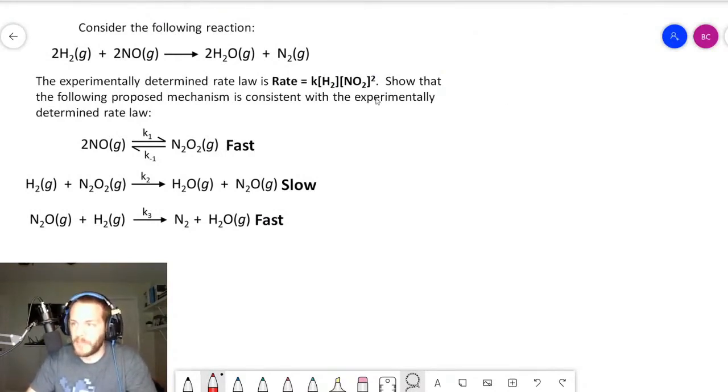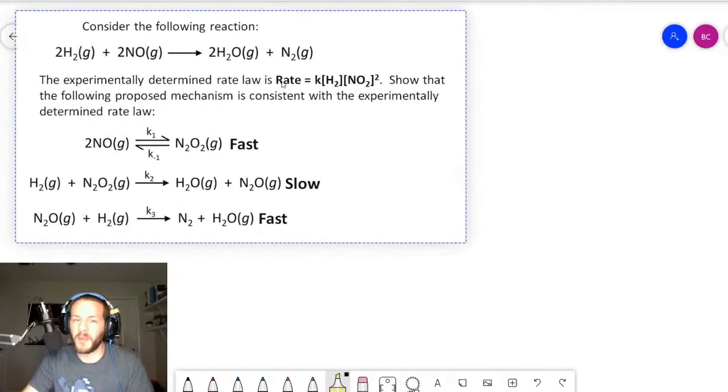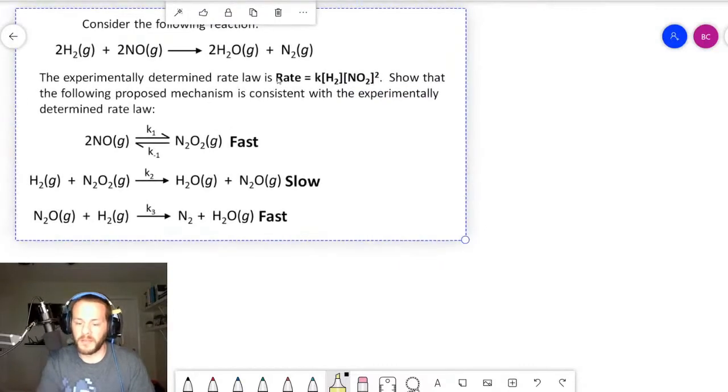So the next step is that the rate law predicted by the mechanism must be consistent with the experimentally observed rate law. Now, in this case, we know what the experimentally observed rate law is, right?